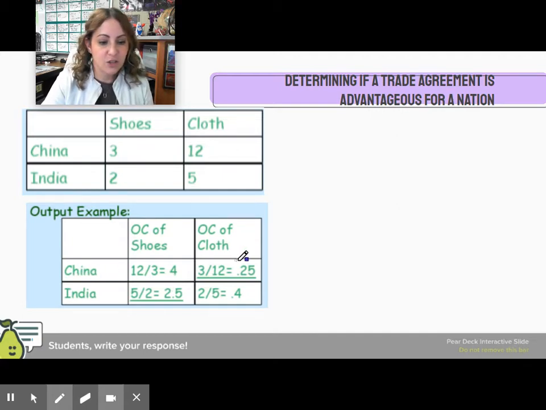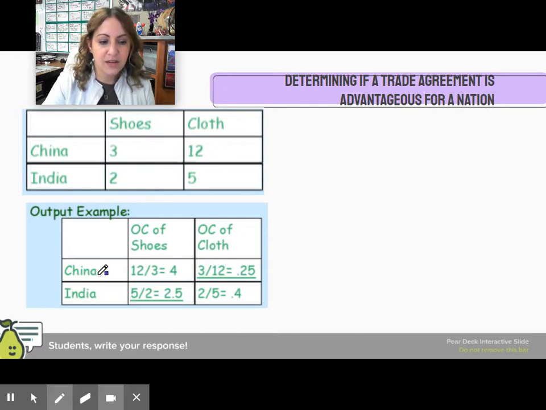So for the cloth column, who has the lowest opportunity cost for cloth? Well, that would be China at 0.25. Remember, that's 0.25 of a shoe. That's how much they lose of shoes to make cloth. And China has the smallest number. We're comparing 0.25 against 0.4. 0.25 is smaller. So it looks like China is producing only cloth.